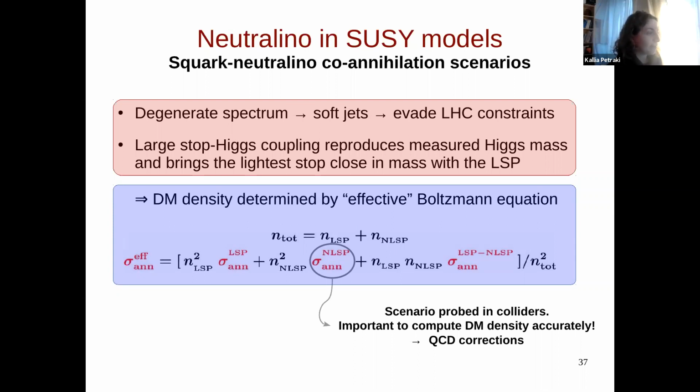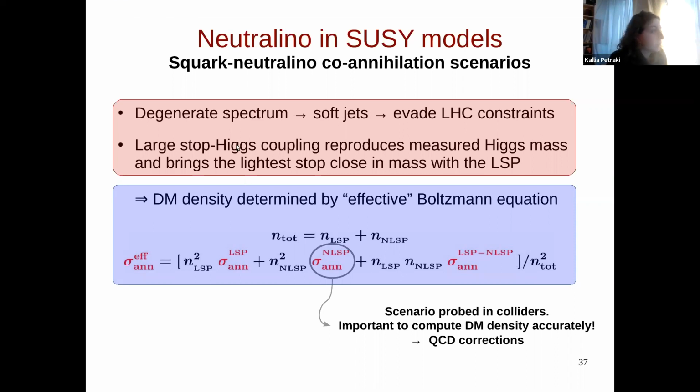And that reason is that in order to produce the measured Higgs mass in the MSSM, what we need is to have a large supersymmetry breaking coupling between the stop and the Higgs. So I'm talking about the A terms. What this coupling of the Higgs and the stop does is that it splits the two stop eigenstates. One becomes very heavy, the other one becomes very light. The light one comes close to the neutralino mass. And so this is how this scenario comes about. And again, it has two benefits. In some sense, it evades constraints and it produces the observed dark matter mass.